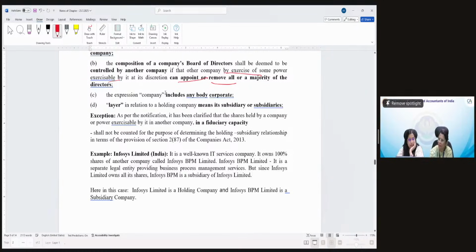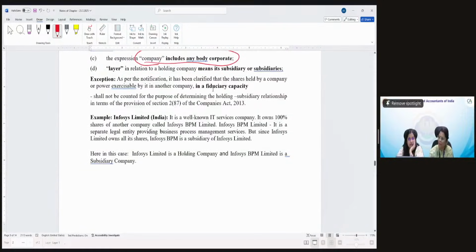So the expression company includes a body. Already we have told you this part, and the layers we have discussed with you. Then the thing that you were saying, fiduciary capacity. Like we were saying, you have to understand the total voting power concept. If the shares are held in a fiduciary capacity, which means as a trustee, then they shall not be counted for determining the holding-subsidiary relationship.